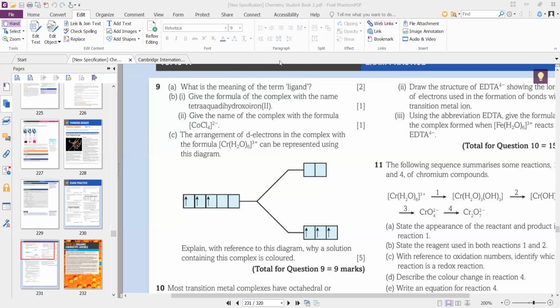Right. What is the meaning of the term ligand? An anion or molecule that is able to donate a lone pair of electrons to form a dative covalent bond with the central metal ion. Tetraaquahydroxoiron 2: Fe(H2O)4(OH)2.